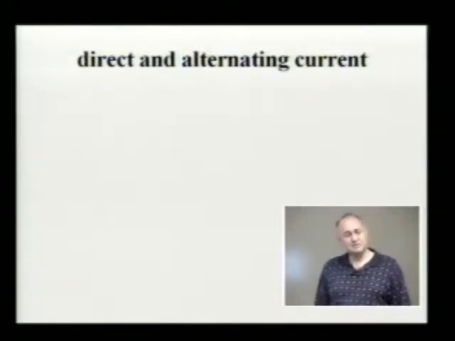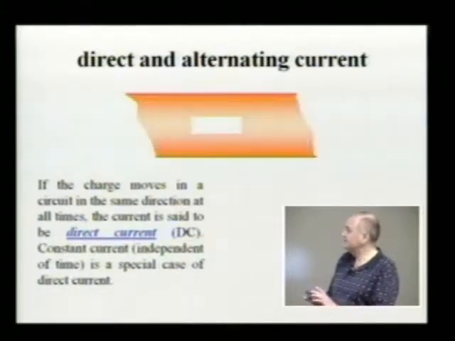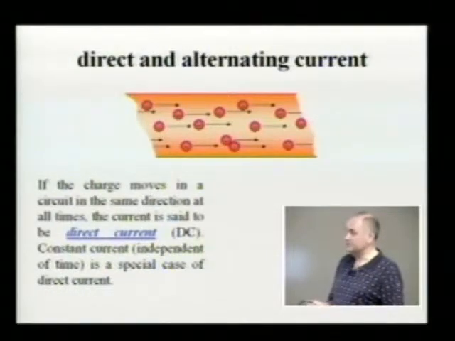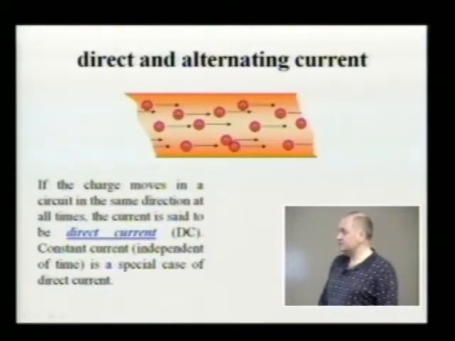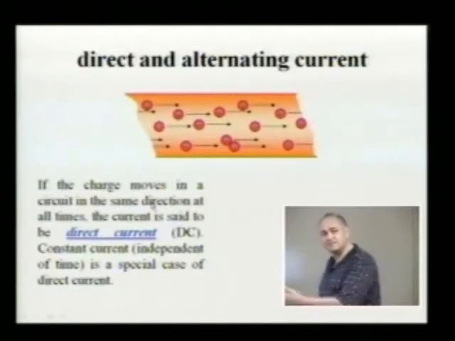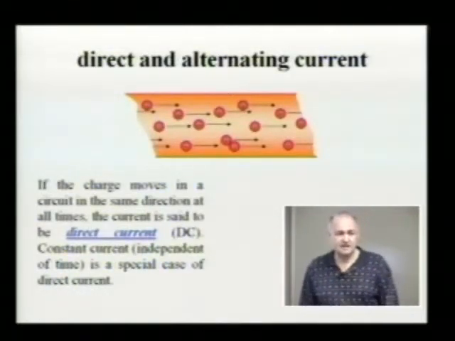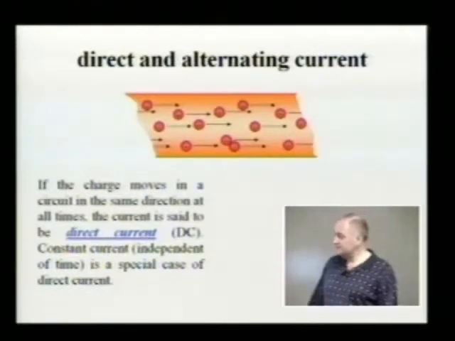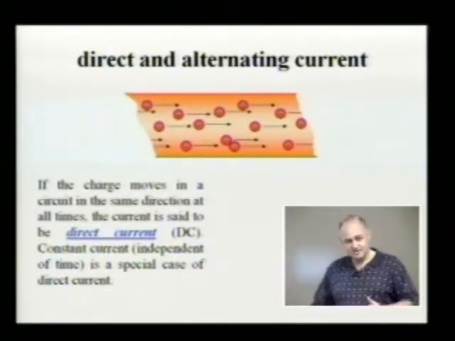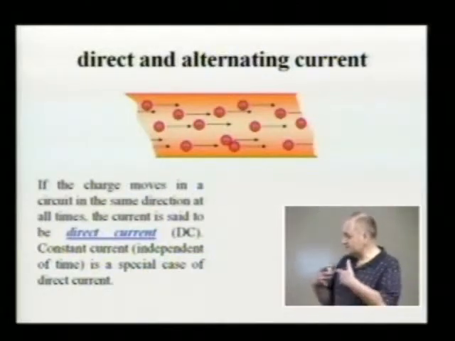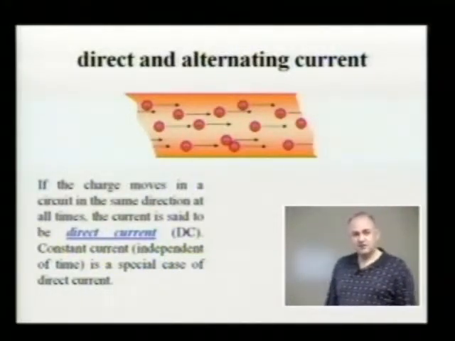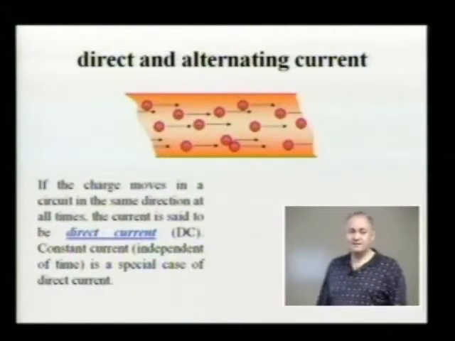It is a distinction between something which is referred to as DC and something which is referred to as AC. AC refers to alternating current, and DC to direct current. So if the charged particles move only in one direction, then we refer to this type of current as direct current. DC stands actually for the current, the phenomenon. DC means that the charged particles flow in one direction.